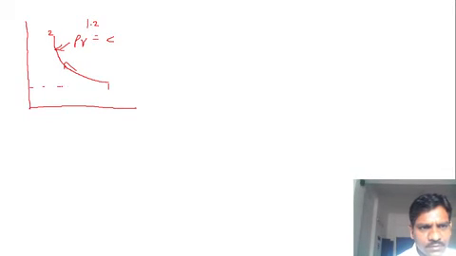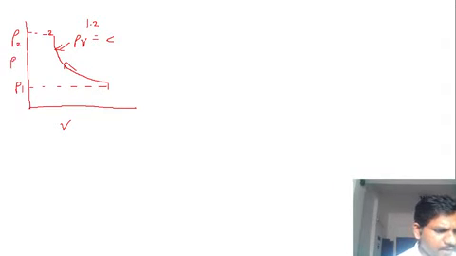This is the graph, pressure versus volume. This is P1. This is P2, in bar, and this one is given here. So this is nothing but the clearance volume VC plus swept volume, and this is V1.